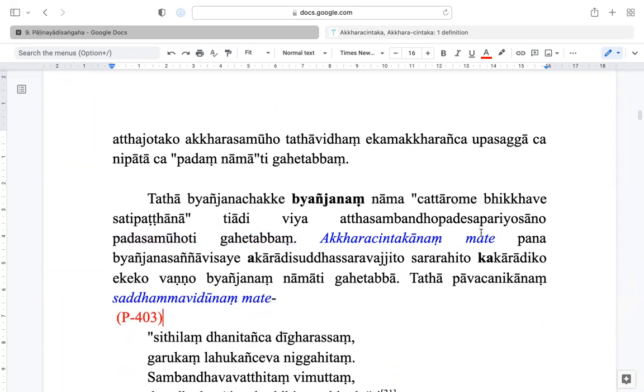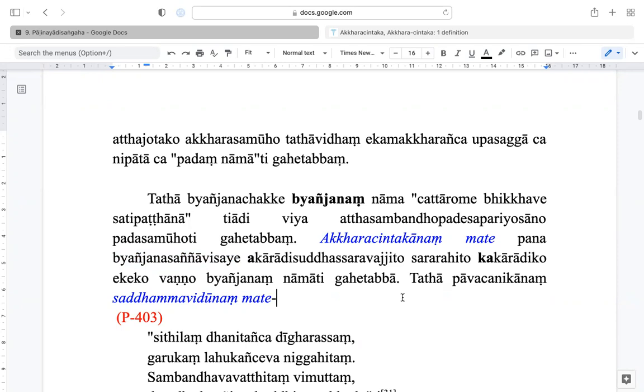And then Akara Jendagana Mate Pana. So in the grammarian's idea, Benjana Senya Wisaye. In the Akara Jendaka grammarian's idea, Benjana means consonants, not sentence. So Benjana Senya Wisaye in the chapter is the name of the consonants. So Akara Di. So that's Sara Wajito.